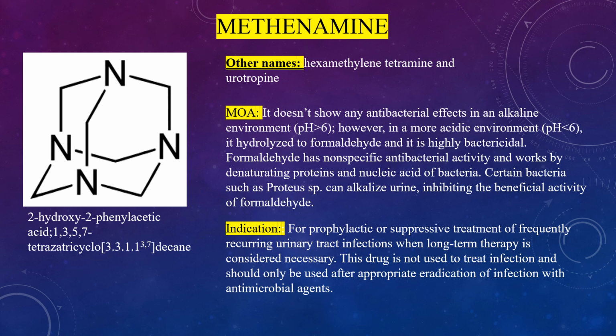Certain bacteria such as Proteus species can alkalize urine, inhibiting the beneficial activity of formaldehyde. Indication: prophylactic or suppressive treatment of frequently recurring urinary tract infection when long-term therapy is considered necessary. This drug is not used to treat infection and should only be used after appropriate eradication of infection with antimicrobial agents.